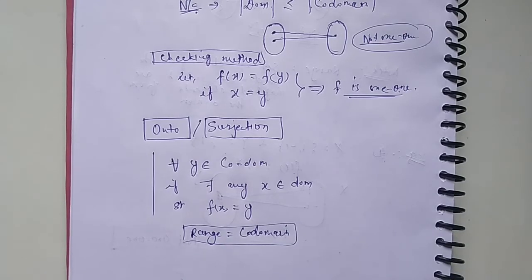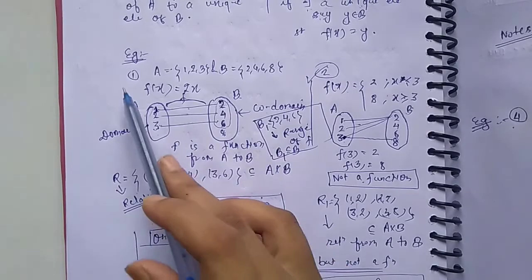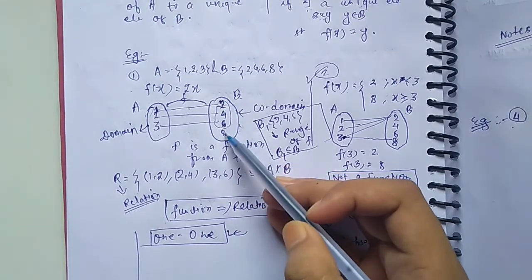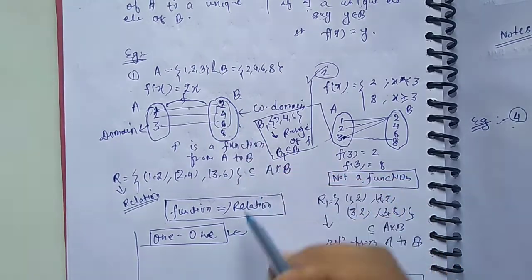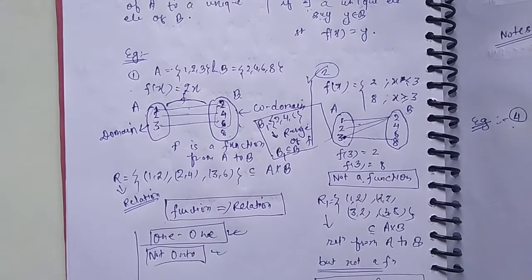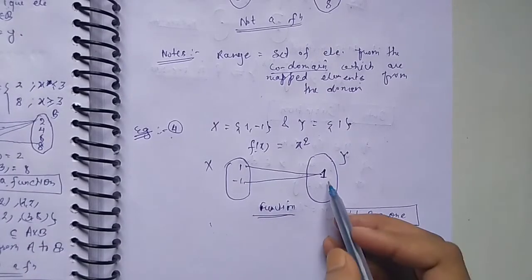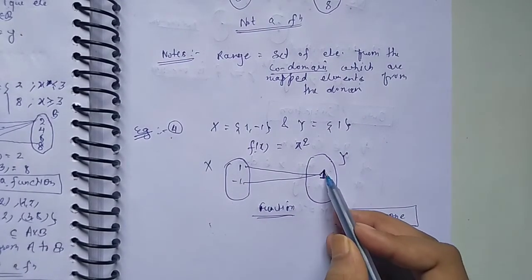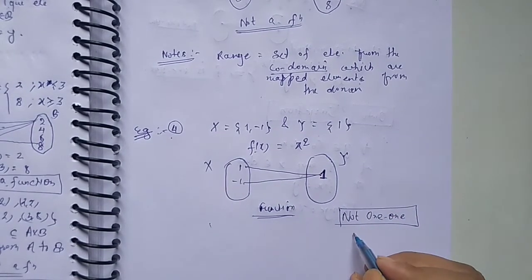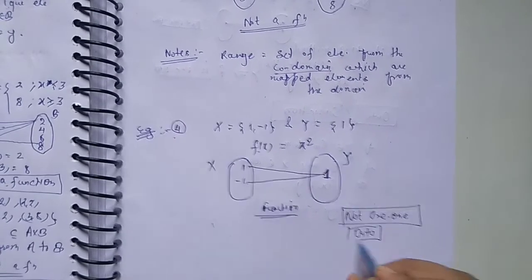Now we will check whether our previous examples were onto or not. For the first example here, the range set is 2, 4, 6, but the codomain is 2, 4, 6 and 8. So both these sets are not equal. So this example of function is not onto. And the second example of function, which is example number 4, here the range set is 1 and also the codomain is 1. Both are the same. So this function is an onto function.